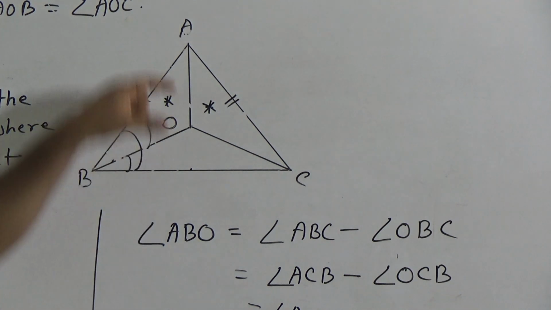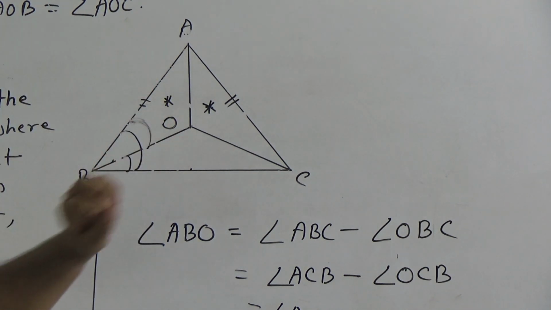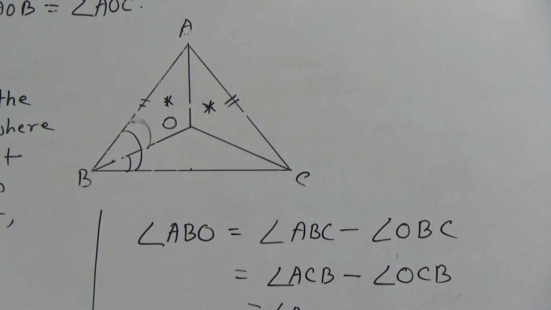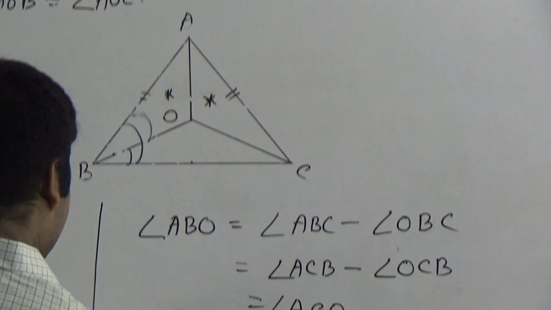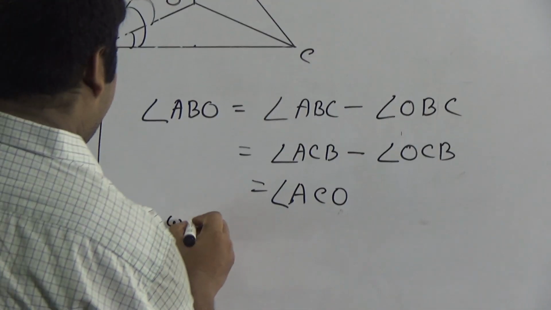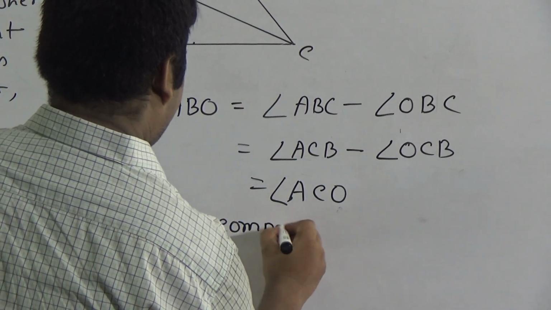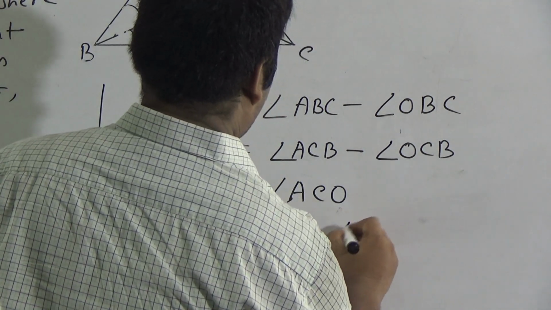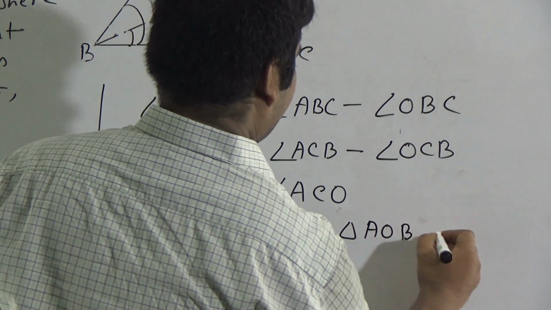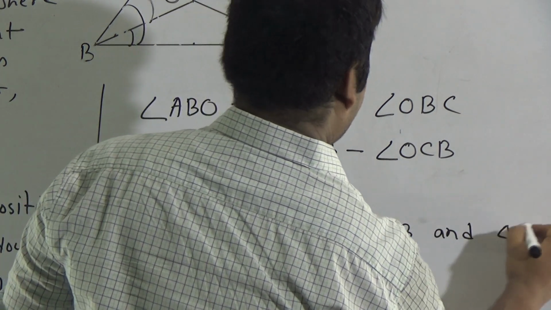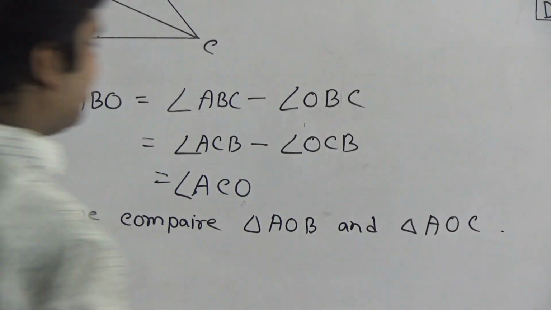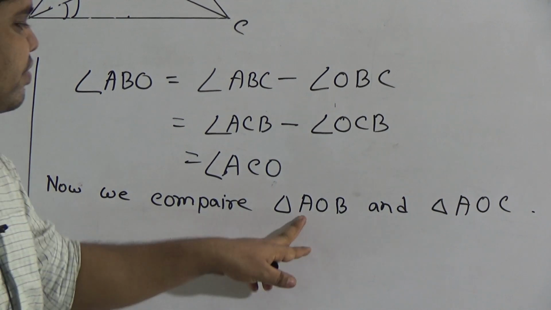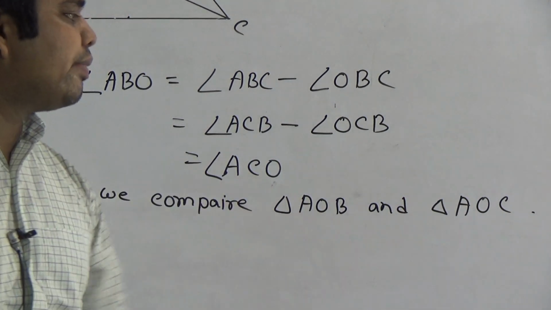The name of this triangle is ABO and the name of the other triangle is ACO. So now we compare these two triangles. Now we compare triangle AOB and triangle AOC. My dear students, I hope you understood. Now we compare triangle AOB and triangle AOC.